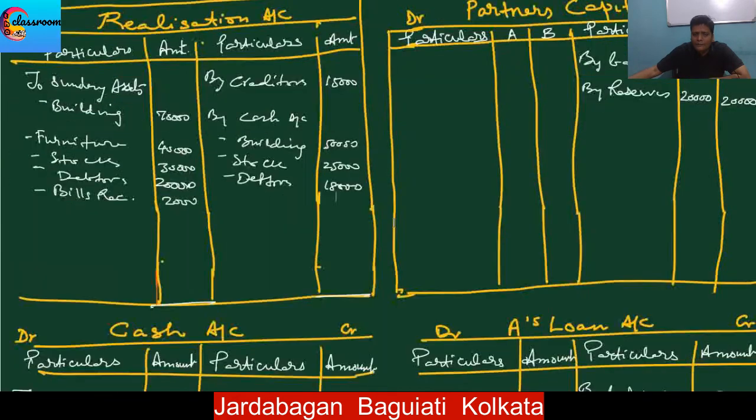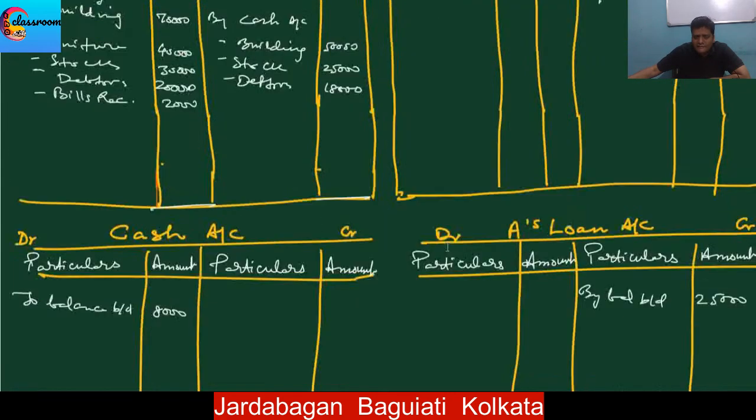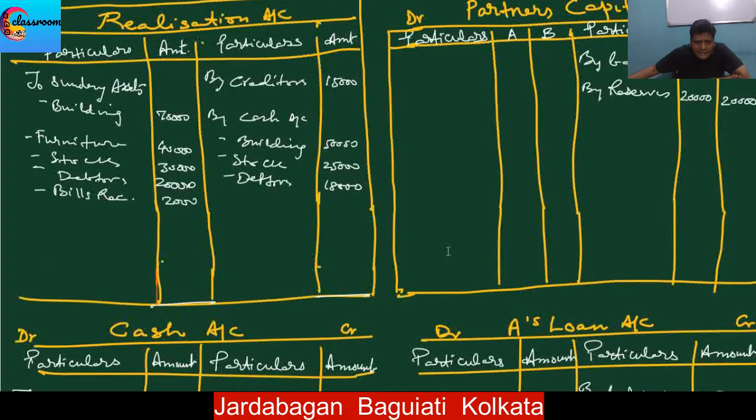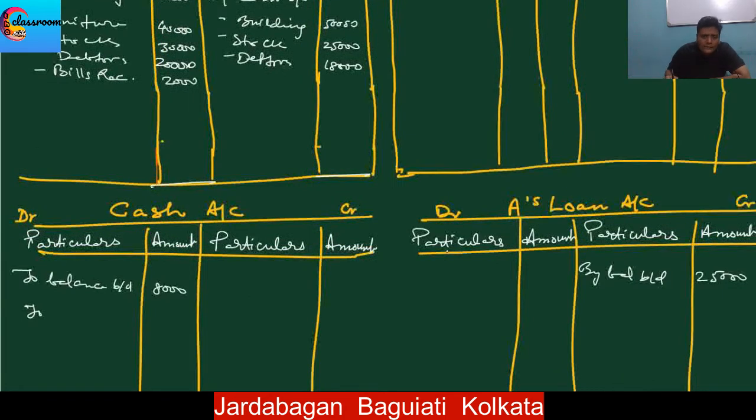Fine. We need to remember one thing. The moment we are writing by cash in realization, we need to write to realization in the cash account, so that the cross posting is complete, hand to hand.